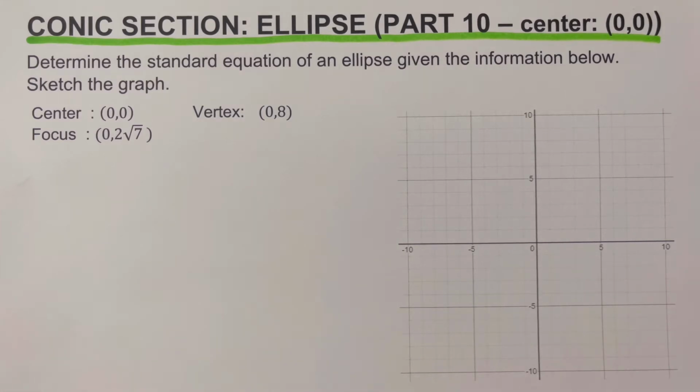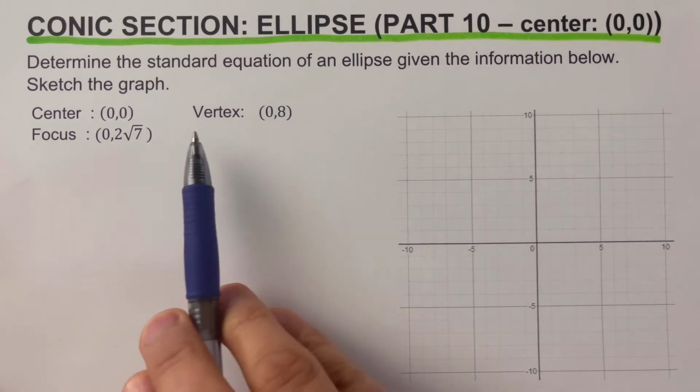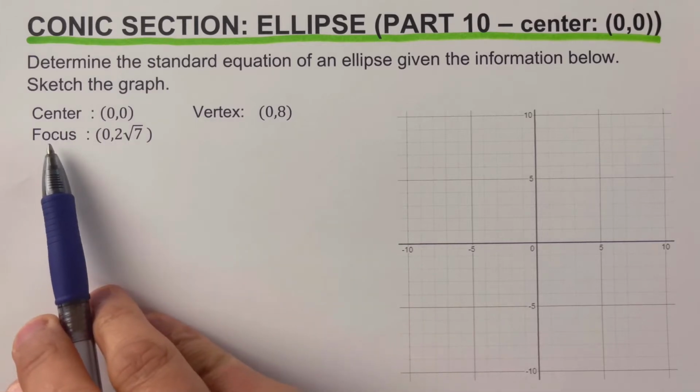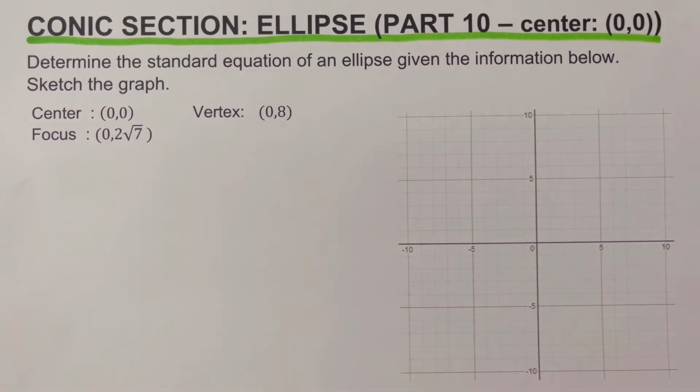And in this problem, we are given the center, one of the two vertices, and one of the coordinates of the two foci. Before we go over this example, let's have a review on the parts and the two cases of an ellipse with center at (0, 0), or at the point of origin.